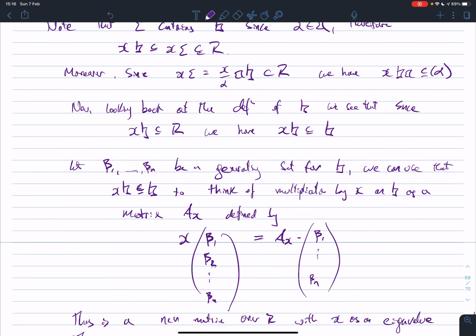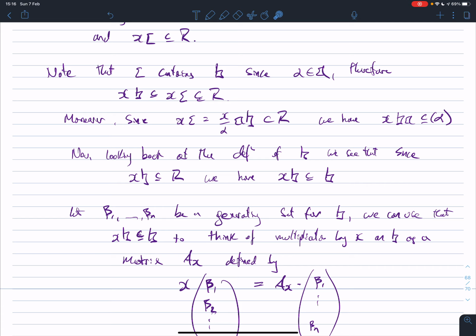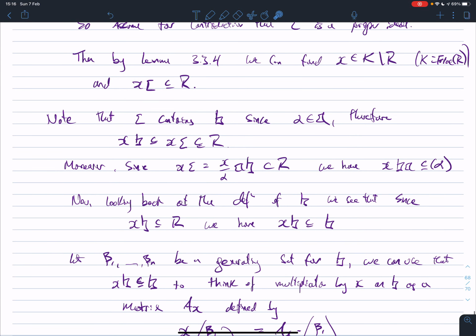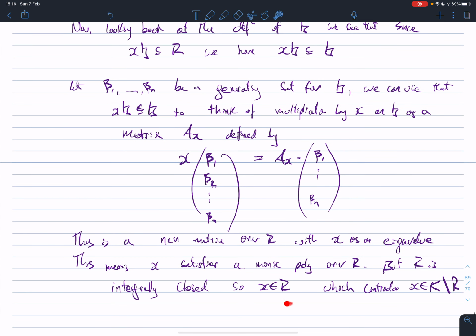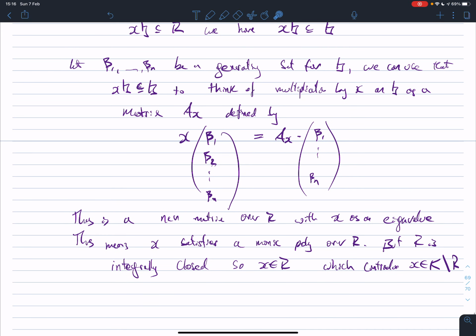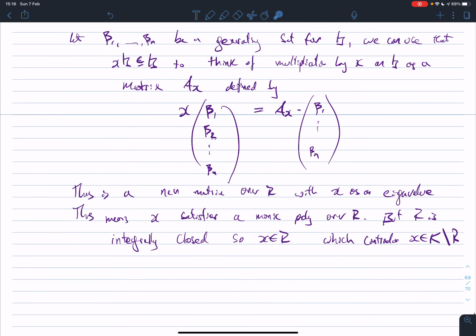Remember that Lemma 3.3.4 told us that we could find an x in the field of fractions, not in R, such that this happened. I found it, I used my x, I did all of this working and deduction, and now I've gotten to a contradiction because x would have had to be in R. So this can't have happened. So we reach a contradiction, and this completes the proof.